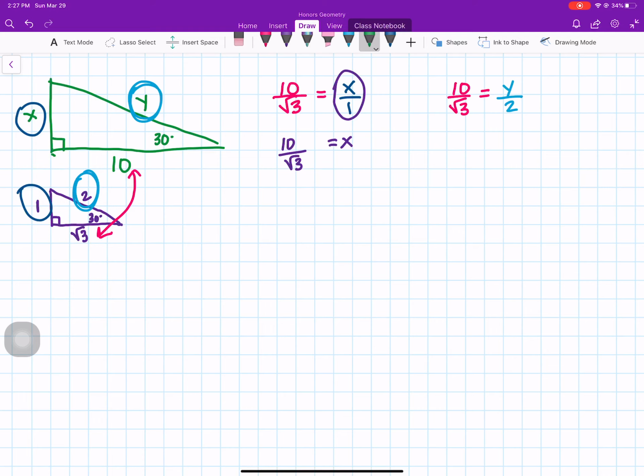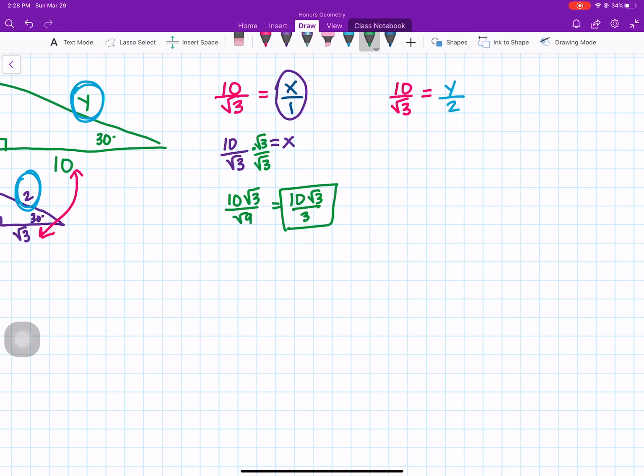Again, you are good math students, and you are always going to rationalize your denominator. So this is 10 root 3 over root 9, which is 10 root 3 over 3. That would be your x.